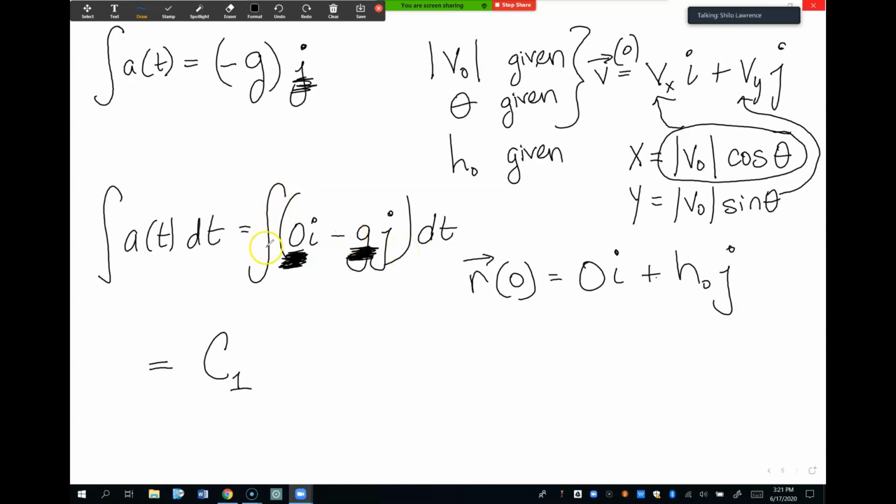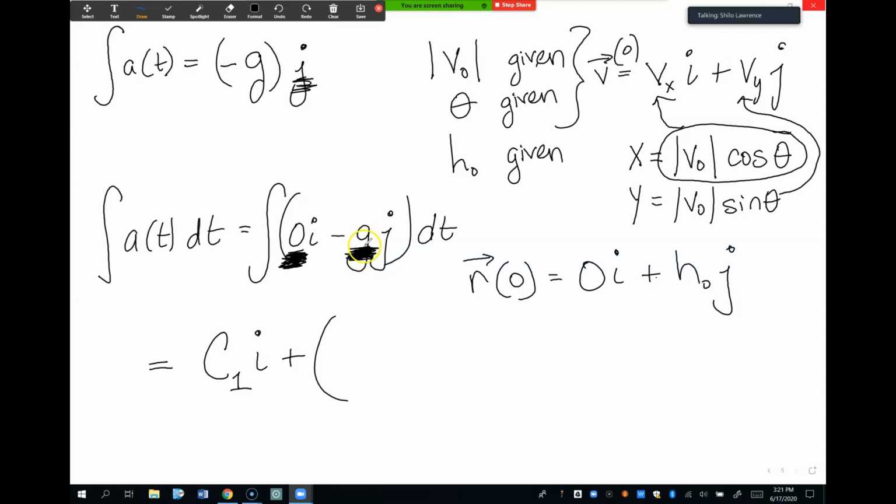And because we're not evaluating, we have to use arbitrary constants on our antiderivatives. And because we're doing this twice, we're going to have 2 different arbitrary constants. Our i component has an arbitrary constant. And then g is just a number. Remember, g is either going to be 9.8 or 32.